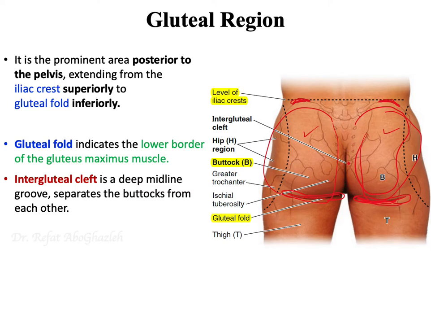Now, in between, if we look at the buttocks from posteriorly, you will see this cleft in the midline. This is known as the natal cleft or intergluteal cleft, because it is between two gluteal regions, so we call it the intergluteal cleft. This cleft, of course, separates the buttocks from each other.